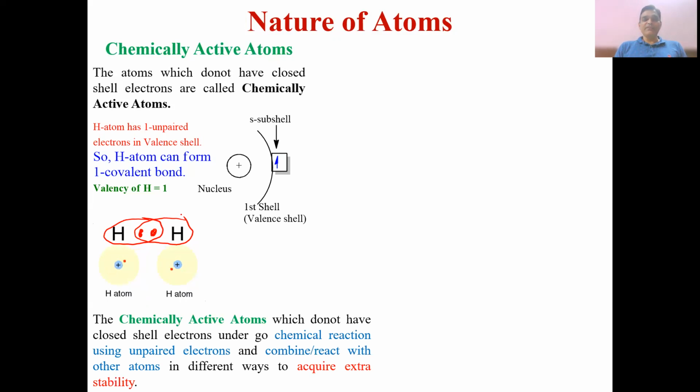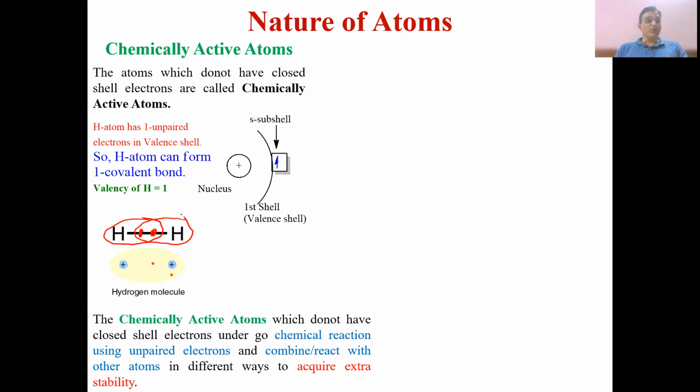So the chemically active atoms do not have the closed shell configuration like that of the group 18 elements. So they also want to get stabilized. They also want to acquire the fulfilled stable configuration like the group 18 elements. And they acquire that condition either by losing or gaining electrons, or by sharing the electrons.